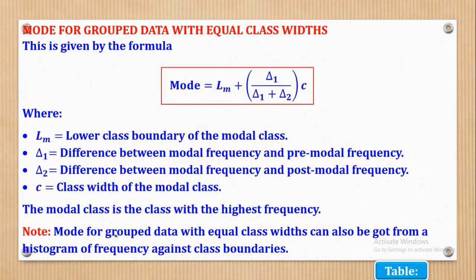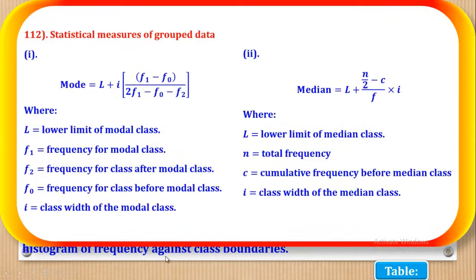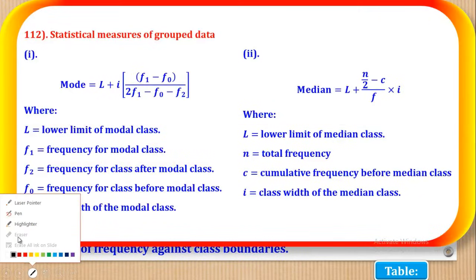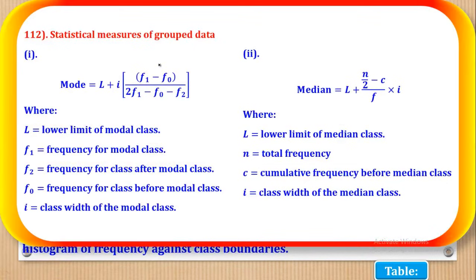So let's look at the formula for the table, for the mathematical table. Now here they didn't put delta 1. Now delta 1 is this difference, modal frequency minus pre-modal frequency.